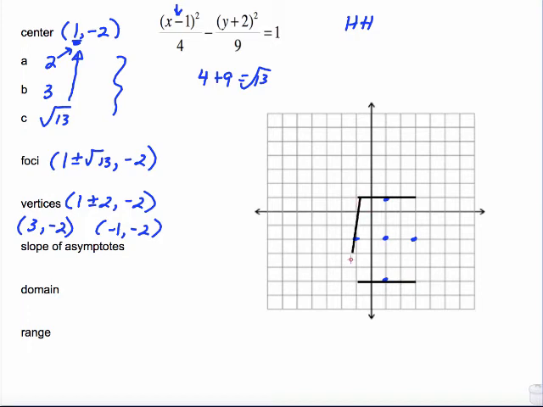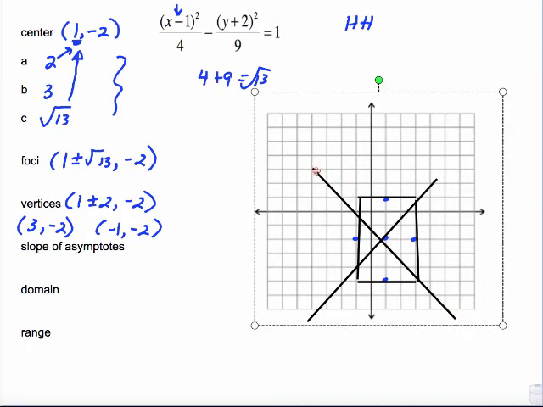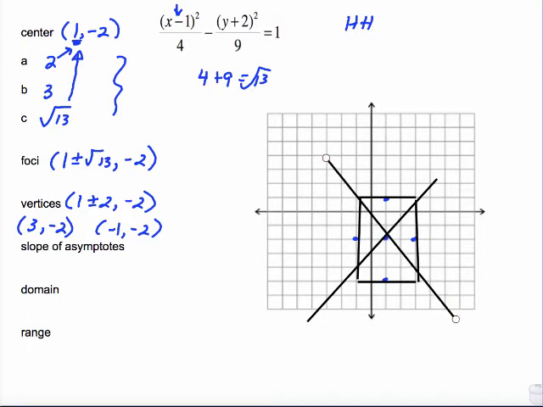Not too bad. That's off a little bit, but there's the box, sort of. And then my asymptotes go right through the center, right through the center from corner to corner. Let's move this a little bit. There we go. So now back to vertices.